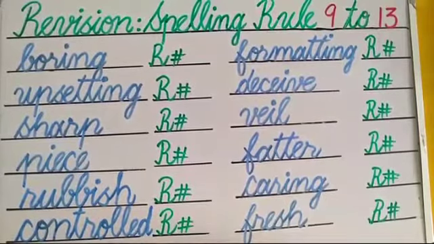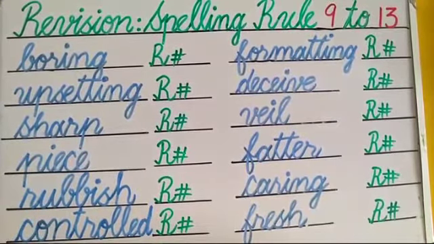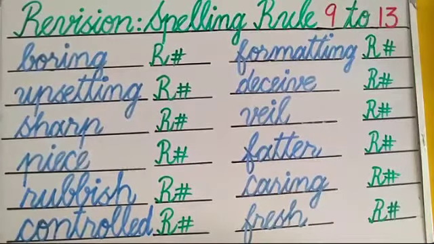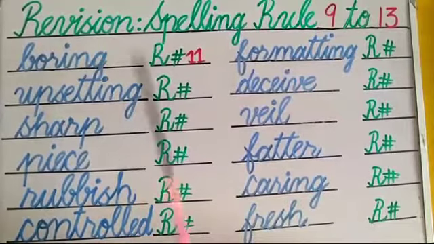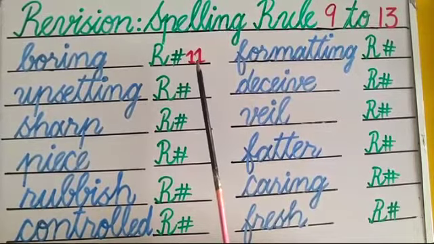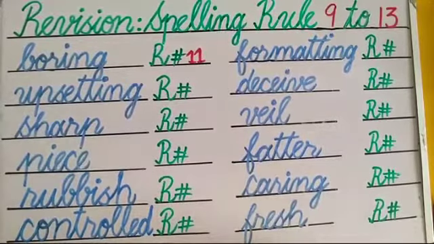Yes, I have told you, when we have a word whose root word has a magic key at the end, and after removing the magic key we add a vowel ending, an ending that starts with a vowel, then that is rule number... yes, boring is spelling rule 11. Drop the final magic key before adding an ending that begins with a vowel.